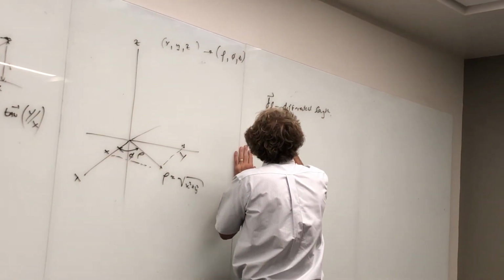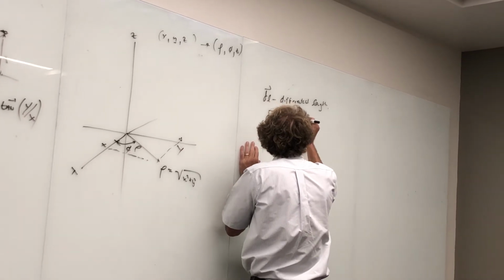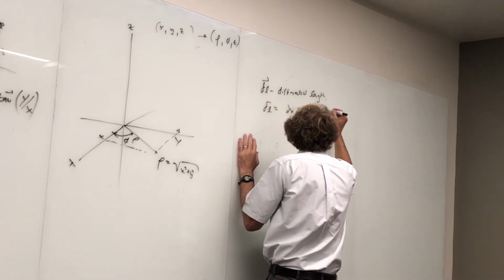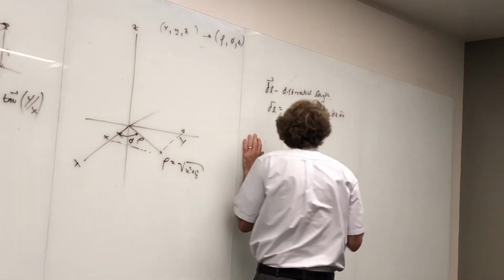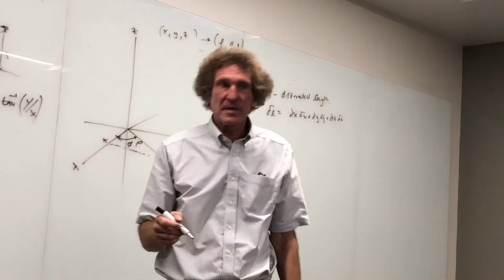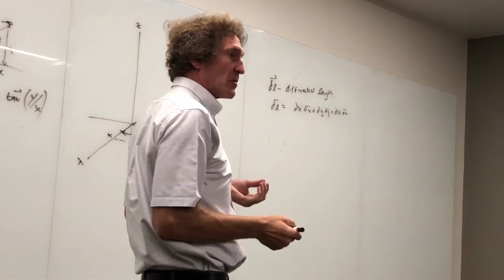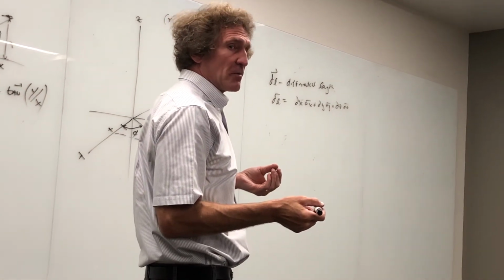dl is a vector, and it's usually dx ax plus dy ay plus dz az if we're in Cartesian coordinates, and that should make sense. A differential length has a certain amount of change in the x, a certain amount in the y, a certain amount in the z. Do you follow me, class?